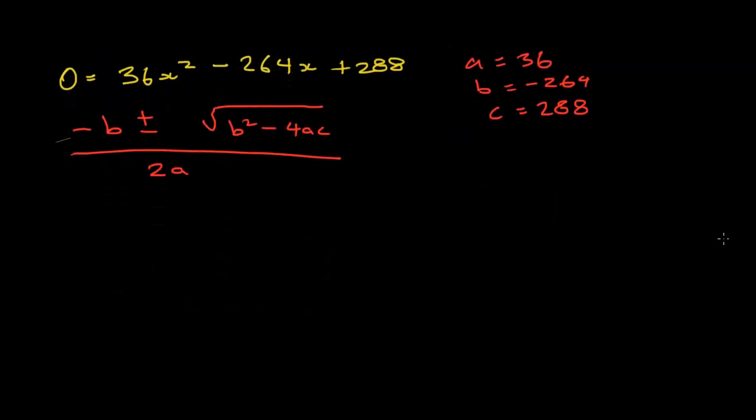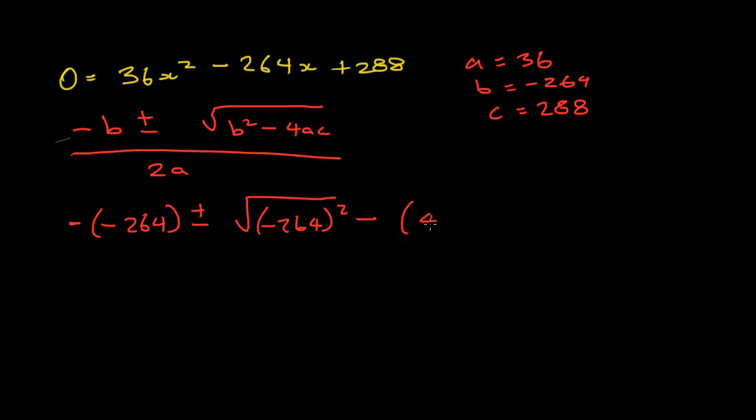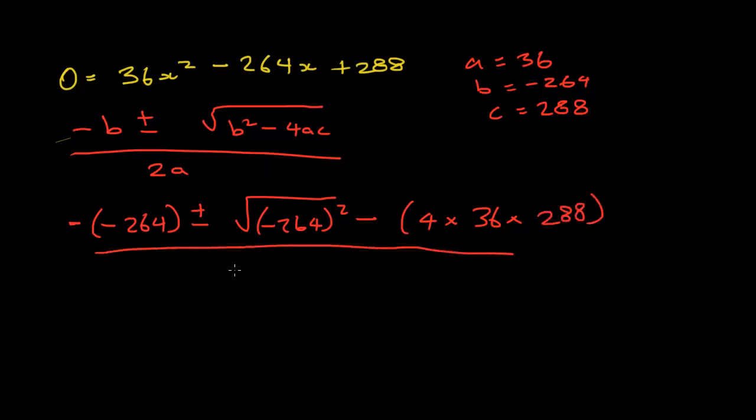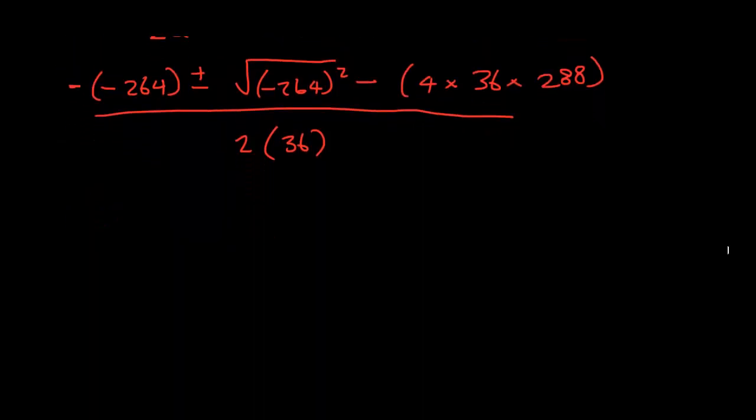So now let's do this. Negative 264 plus minus square root of b squared, so b squared is negative 264 squared, minus 4ac, so we've got 4 times 36 times 288, all over 2a, so that's just 2 times 36. So now let's chuck this all into our calculator, I guess.